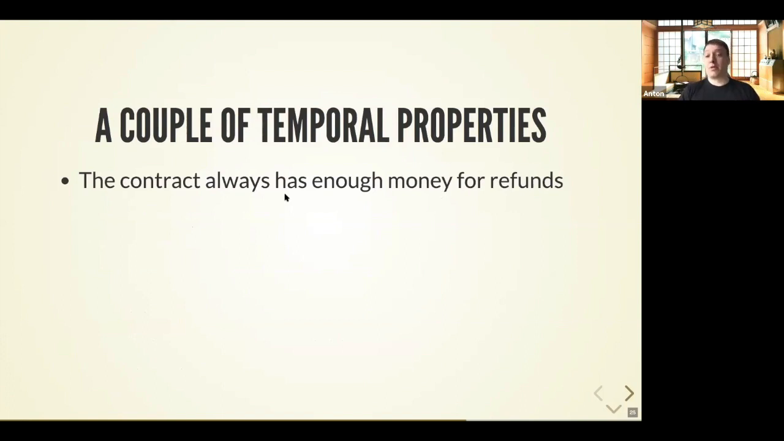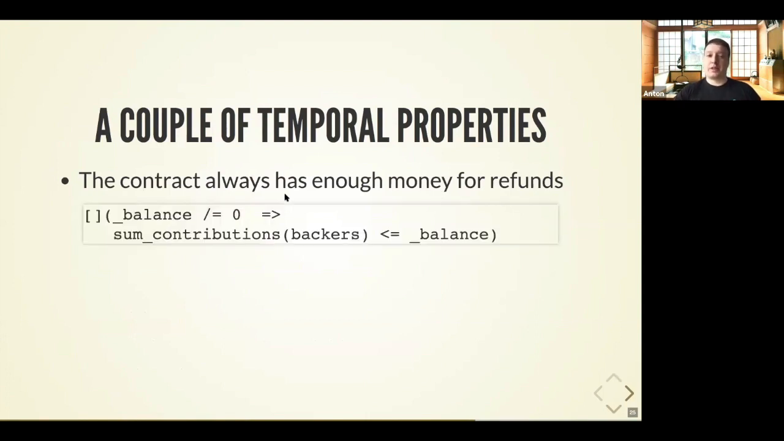And so another temporal property can be formulated as this: the contract always has enough money for refunds, or you can also say that the contract doesn't leak money. And this can be formulated in temporal logic like this. So this part is kind of technical. This is because when the owner gets the funds, they don't bother with cleaning all the backers map, right?